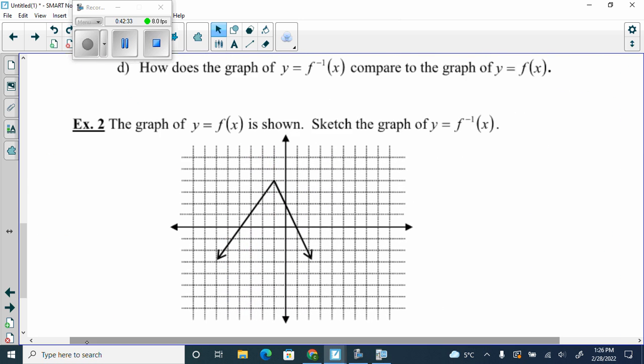So, here's example 2. Here's a graph of f of x. I want you to sketch the graph of f inverse of x.